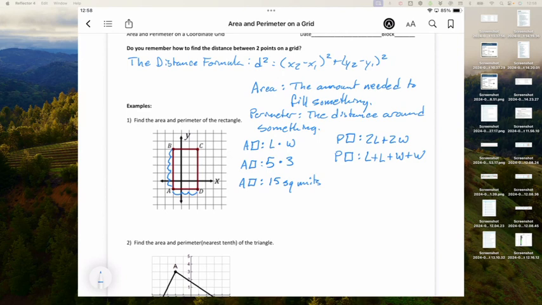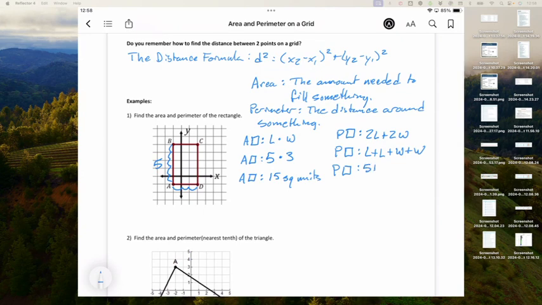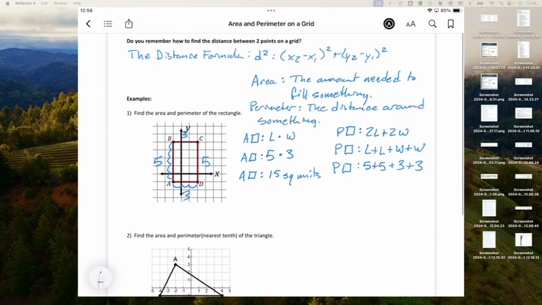It's really a personal preference. For me, again, I prefer the one on the bottom. So the perimeter of this rectangle is going to be the 2 of the lengths. We decided that the lengths were 5. So 5 plus 5, because we would need 5 on both sides to be able to walk around this thing. Then 2 widths, because we would need to go 3 on the top and 3 on the bottom to walk around this thing.